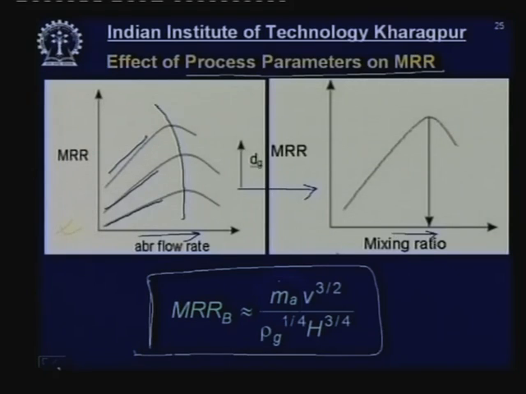This is mixing ratio. What is mixing ratio? Mixing ratio is the ratio of abrasive flow rate divided by gas flow rate. As we go on increasing the mixing ratio, we are putting in more abrasive particles, so definitely material removal rate goes up. But beyond a particular point, there are so many abrasive particles that the gas does not have enough momentum to accelerate them. So there is no longer any benefit, and there is a reduction in material removal rate.